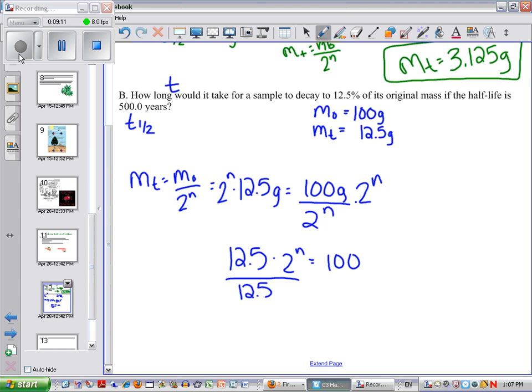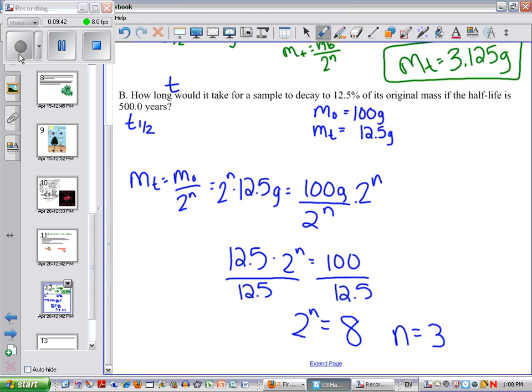So 12.5 times 2 to the n equals 8. Whew. At this point, there are three different ways that I can suggest that you solve this problem. The easiest way, the way I like to do it personally, is I use my fingers. I know, it's very, very scientific. I say 2 times 2 is 8. How many 2's did I have? 3.